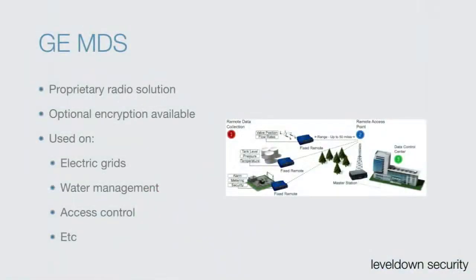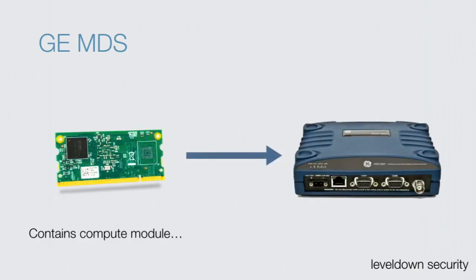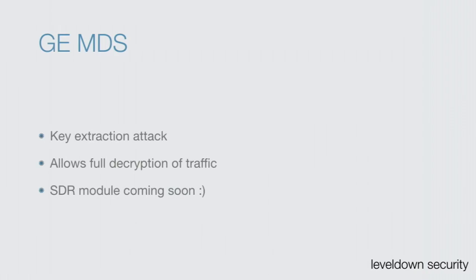And it has optional encryption. On the old devices, you actually have to buy a special box to enable encryption. On the new ones, it's integrated, and it's used a lot on electric grids and also a lot on water dam systems. On remote water dams, they use this kind of proprietary radio. If we look inside this device, we can see that some of them contain a compute module, or they contain a flash that you can read out. And the flash is not encrypted, so you can read out the encryption key from the flash. Because the whole system is based on a pre-shared key, if you own a single device, you actually own the entire network. So we have a key extraction attack, which allows full decryption of the traffic with these devices.